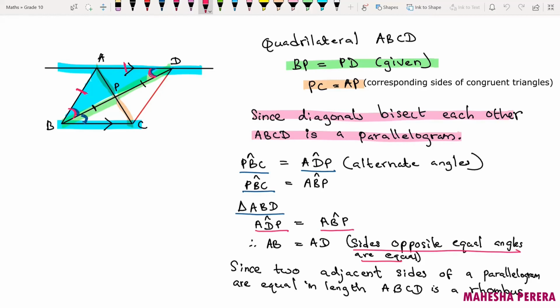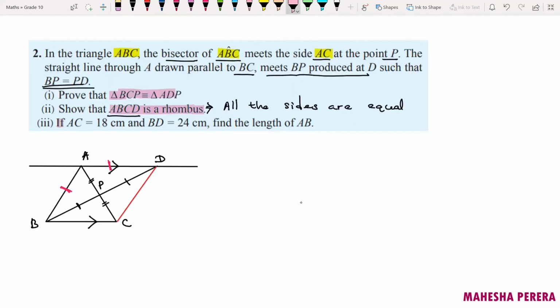Right? So we write, since two adjacent sides of a parallelogram are equal in length, ABCD is a rhombus. So this is how we prove it. Okay? Right. Next part. If AC equals 18 centimeters. Yes, mark. AC is here. So the length of AC is 18 centimeters. So this means AP is 9 centimeters and PC is 9 centimeters because these two lengths are equal. And this is one of the diagonals of ABCD parallelogram, the rhombus, right?